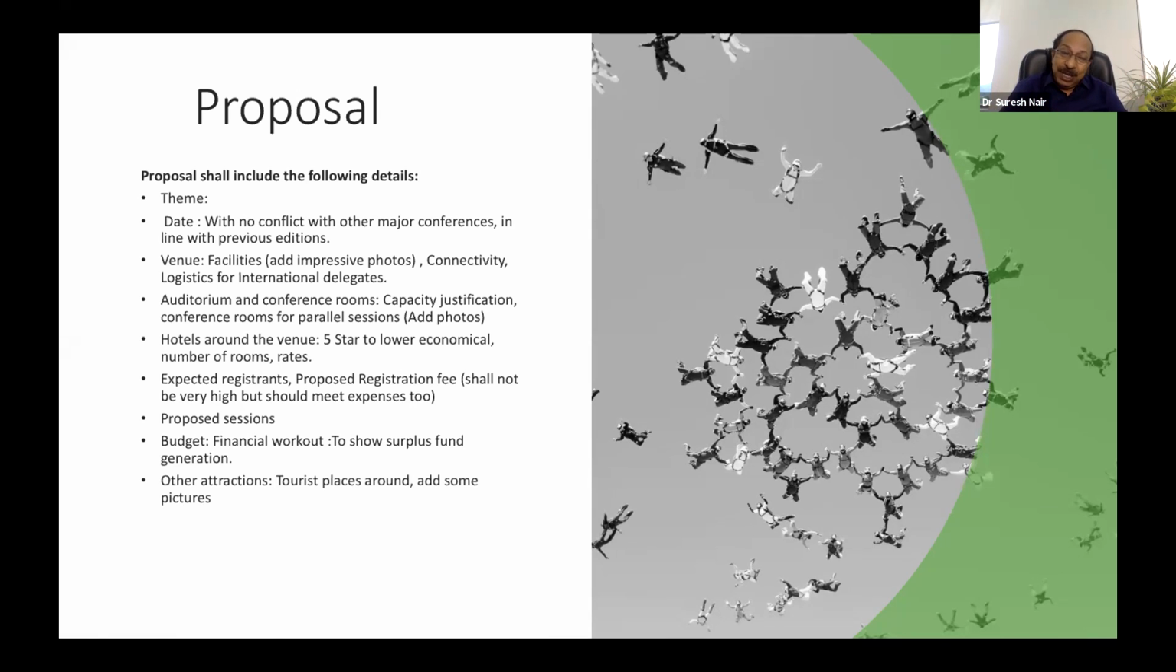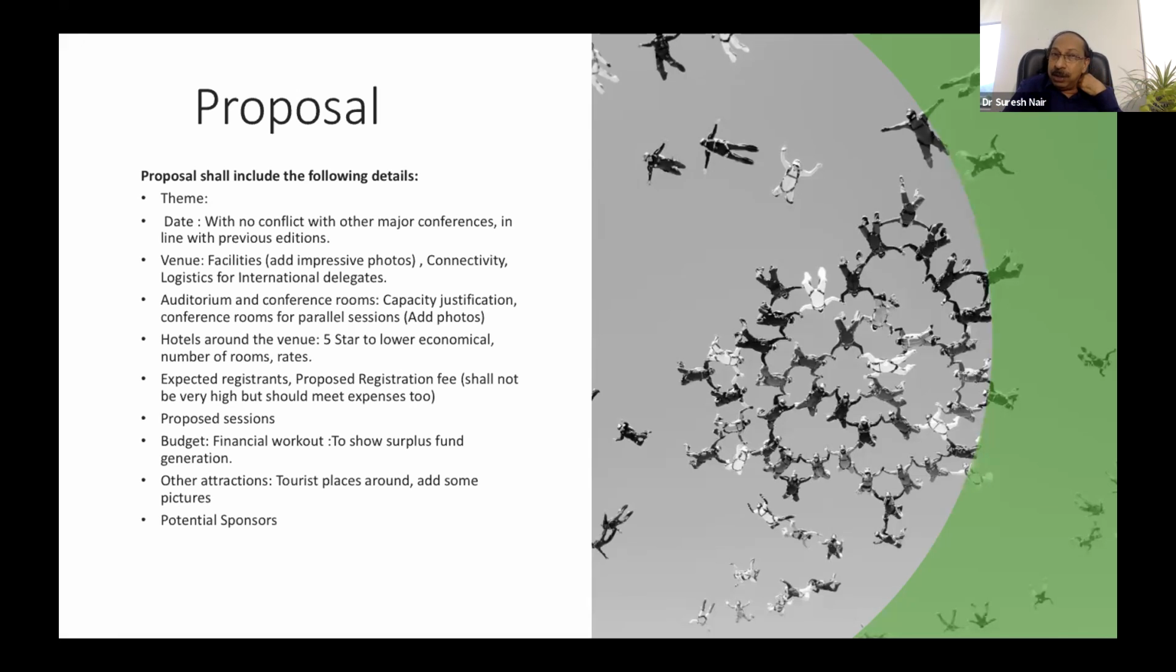Other attractions: you have to say that when international guests are coming, they are not only coming for the conference and going back. They would also like to see the places around. They are coming as tourists. So you need to put some of those places around and add some pictures, to suit the taste of various people. Some people want beaches, some people want boats and things like that, a hill station, whatever. You have to put all those things.